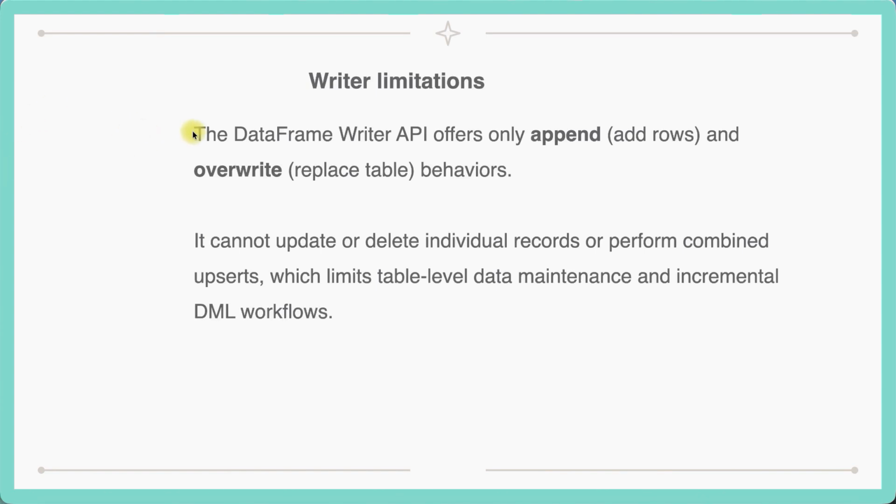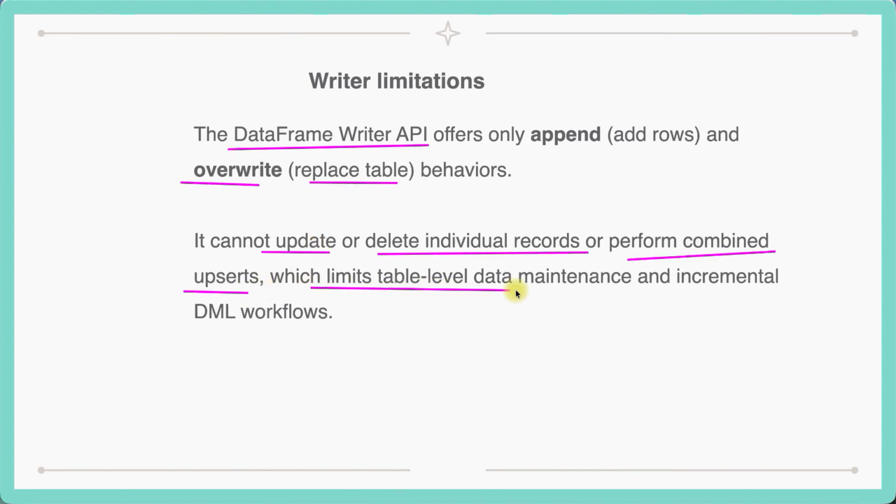Now let us understand why the DataFrame Writer API is a limitation. So far we loaded data from a Delta table into a DataFrame, or a file into a DataFrame, and the DataFrame API offers only append and overwrite. Append simply adds new records into the existing table, and overwrite removes the existing data and recreates the table. The DataFrame Writer API cannot update or delete individual records or perform a combined upsert, meaning an update or insert operation, which limits table-level data maintenance and incremental DML workflows.